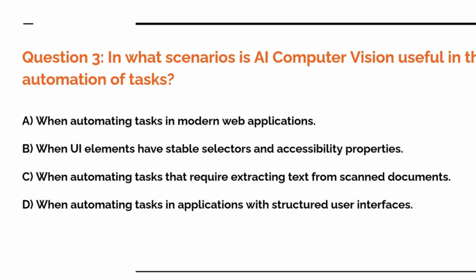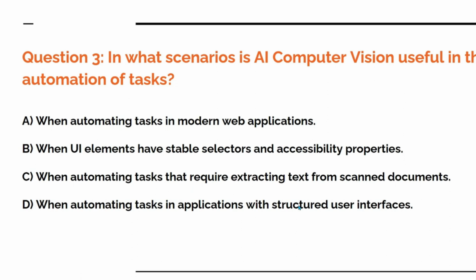Let us go through question number 3. In what scenarios is AI computer vision useful in automation tasks? Again, a similar question. A. When automating tasks in modern web applications. B. When UI elements have stable selectors and accessibility properties. Stable and accessibility means you have to go with UI automation, not AI computer vision, right? That is the most preferred one. C. When automating tasks that require extracting text from scanned documents. D. When automating tasks in applications with structured user interfaces. So whenever the word structured or stable comes, you go with UI automation.